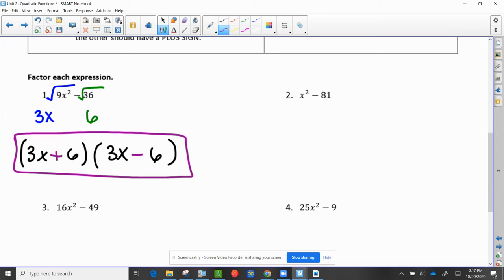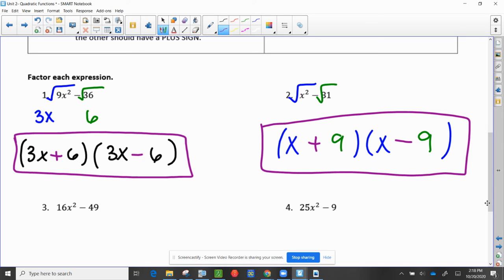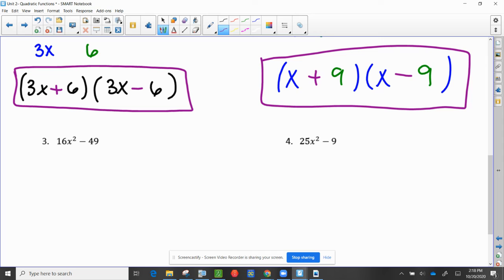In number 2, I have x squared minus 81. So I have 2 perfect squares. Square root of x squared is x. And then the square root of 81 is 9. So throw one that has a plus in it and one that has a minus. X plus 9, x minus 9. And that's it. Again, order doesn't matter. If you have the minus first and the plus second, it wouldn't matter, just as long as you have both factors. Okay, I'm going to do one more with you, and then you guys are going to try number 4.